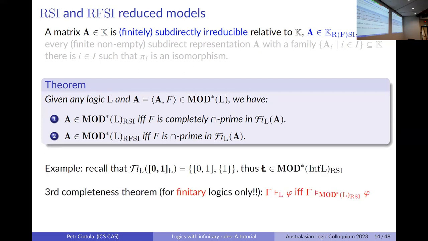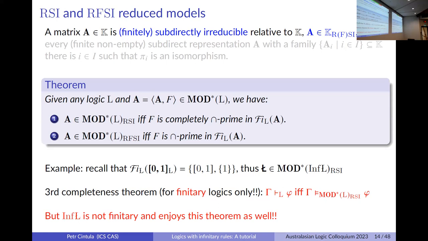Okay. And we can use it also in our case, because if we take the standard MV algebra, we know the system of filters is very trivial, then of course it is intersection prime. No, one is intersection prime. It cannot be written as an intersection of anything bigger, because there are not many things which are bigger. So this is RSI. So that's interesting, no? Because we will know why it's interesting only on the next slide. That this, infinitary Łukasiewicz logic, is an example of a non-finitary logic which enjoys the third completeness theorem.